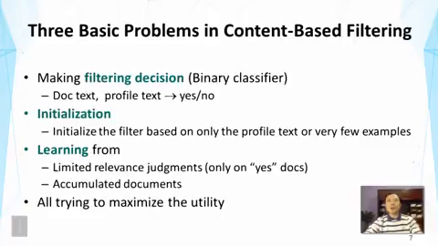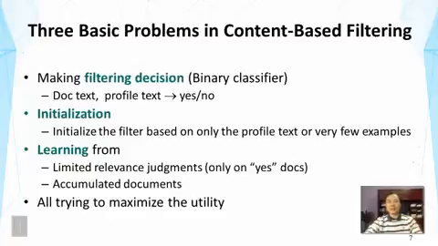The 3 basic problems in content-based filtering are the following. First, it has to make a filtering decision. So it has to be a binary decision maker, a binary classifier. Given a text document and a profile description of the user, it has to say yes or no, whether this document should be delivered or not. So that's a decision module. And there should be an initialization module, as you have seen earlier. And this is to get the system started.